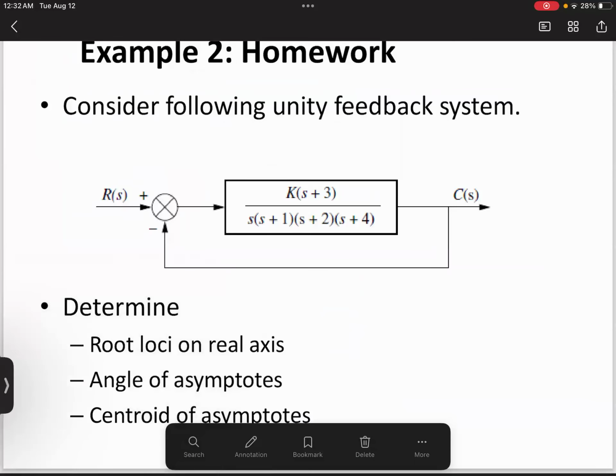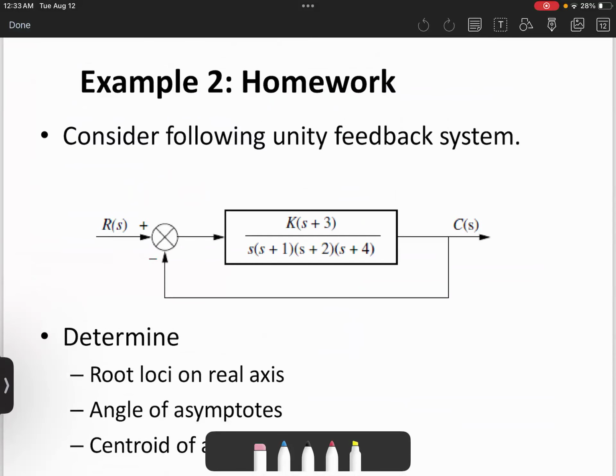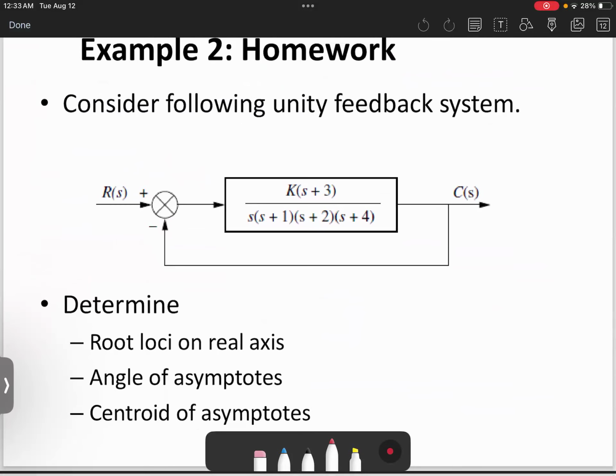Hello, everyone. In today's lecture, we will continue what we started in the root locus topic. Let's try to solve this example. Basically, we need to find the root locus for this one. The first thing that we will do is the pole-zero mapping, then identify where the zeros and the poles are.